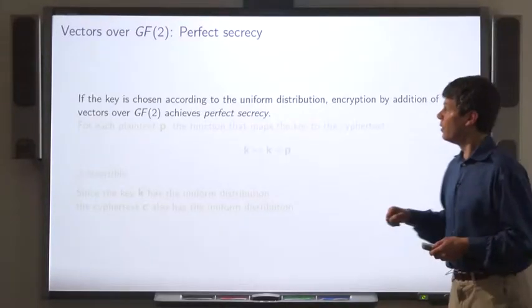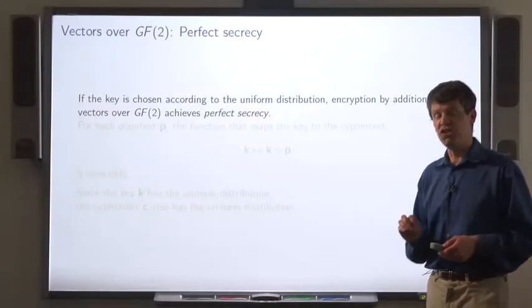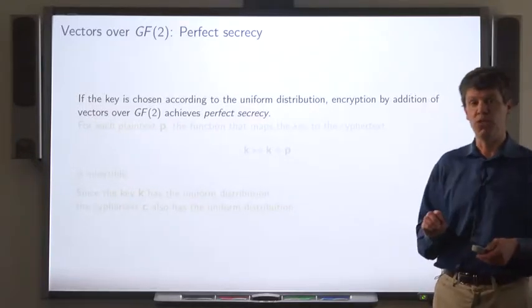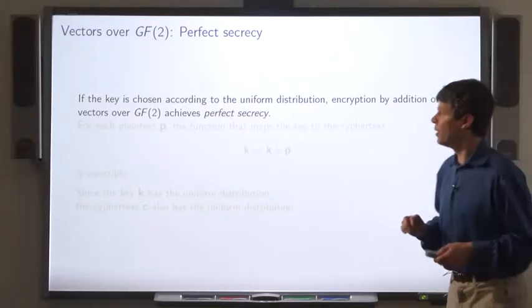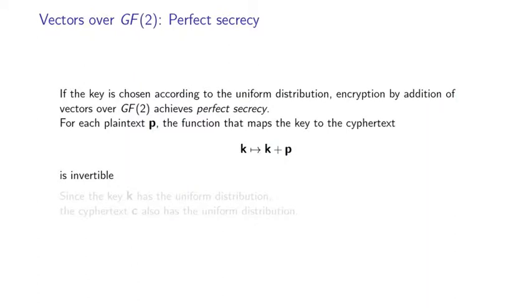Now, I claim that if the key is chosen according to the uniform distribution, this scheme is perfectly secret. For each plain text, there's a function that maps the key to the ciphertext. Namely, given the key k, it maps k to k plus p. Now, this function is invertible.